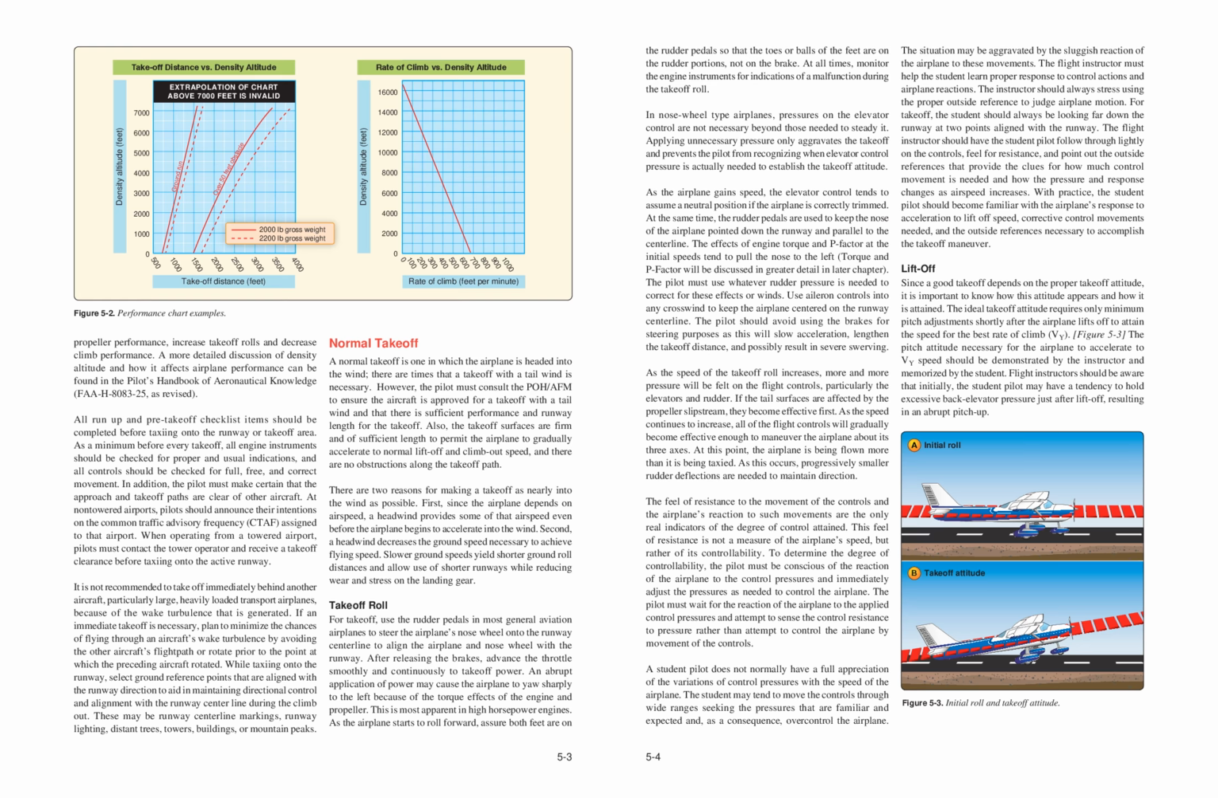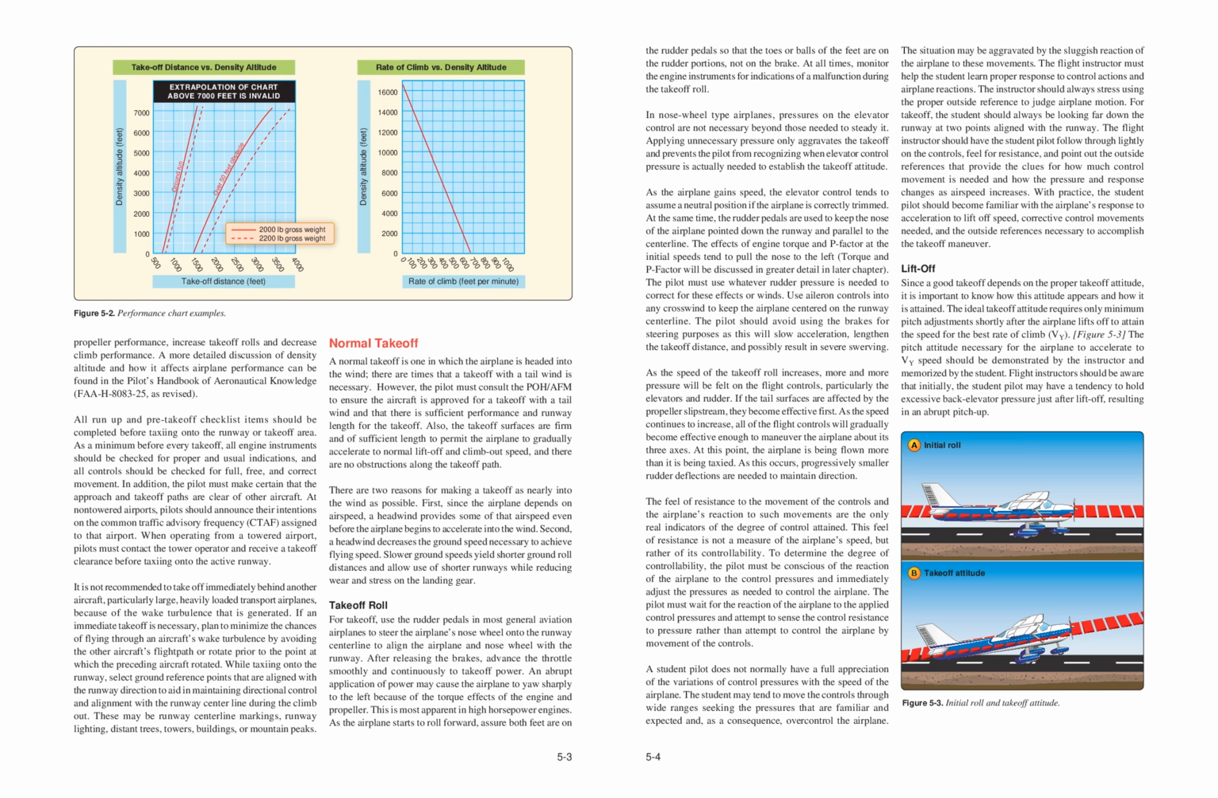There are two reasons for making a takeoff as nearly into the wind as possible. First, since the airplane depends on airspeed, a headwind provides some of that airspeed even before the airplane begins to accelerate into the wind. Second, a headwind decreases the ground speed necessary to achieve flying speed. Slower ground speeds yield shorter ground roll distances and allow use of shorter runways while reducing wear and stress on the landing gear.